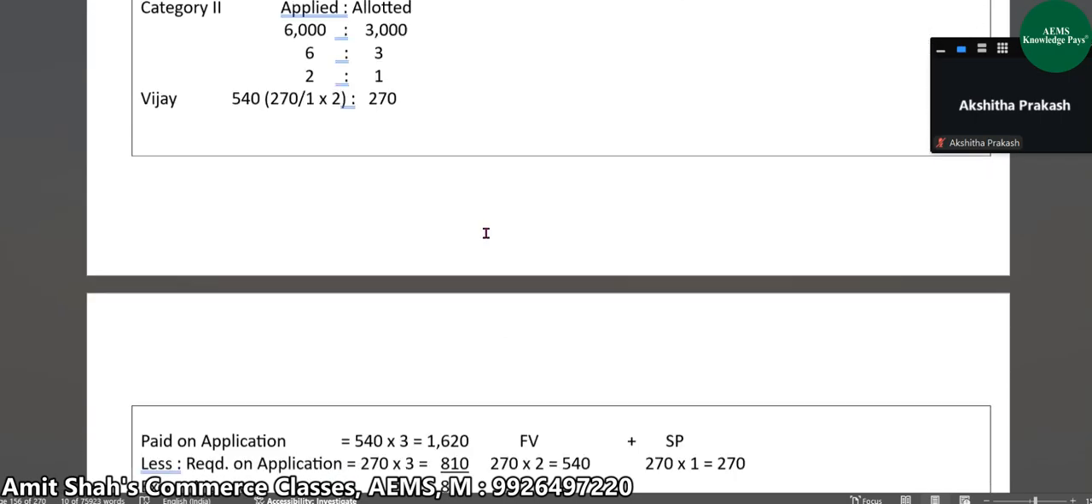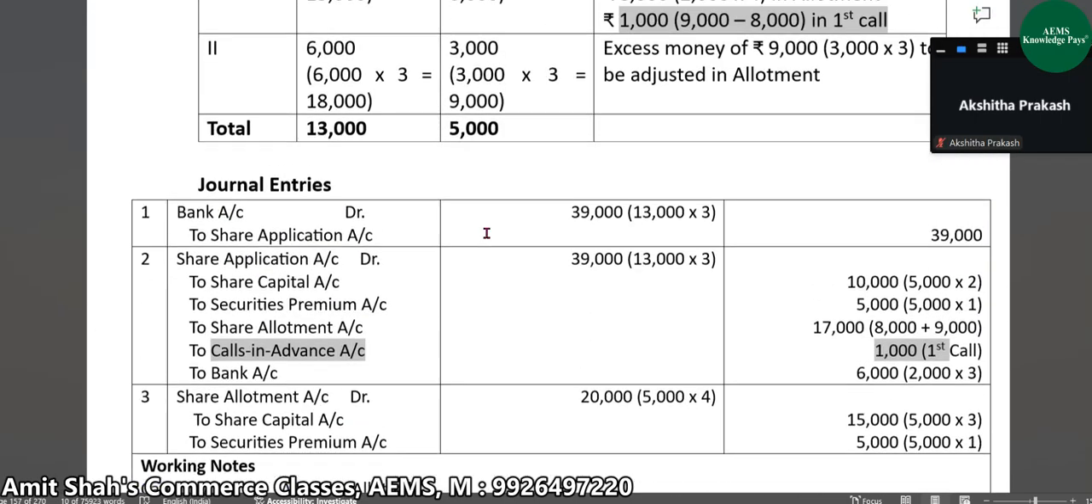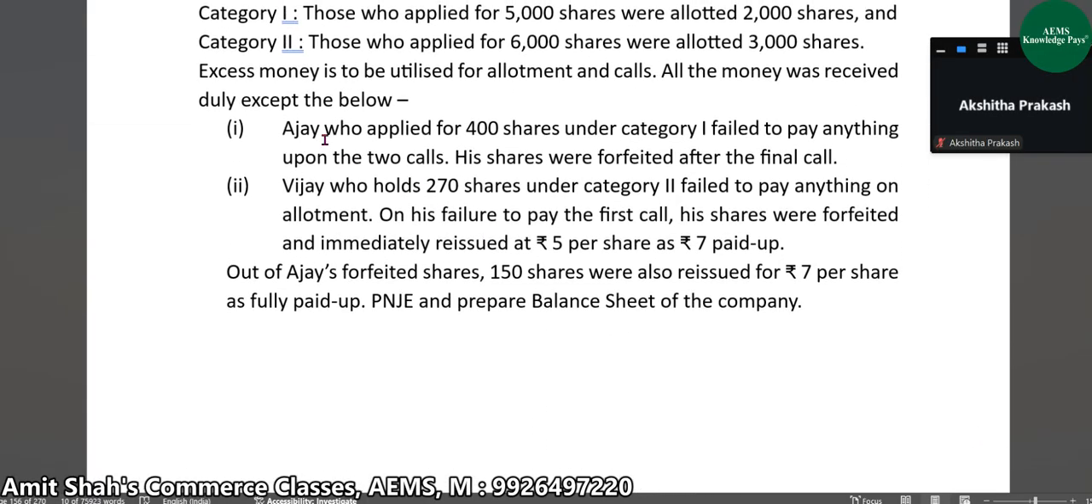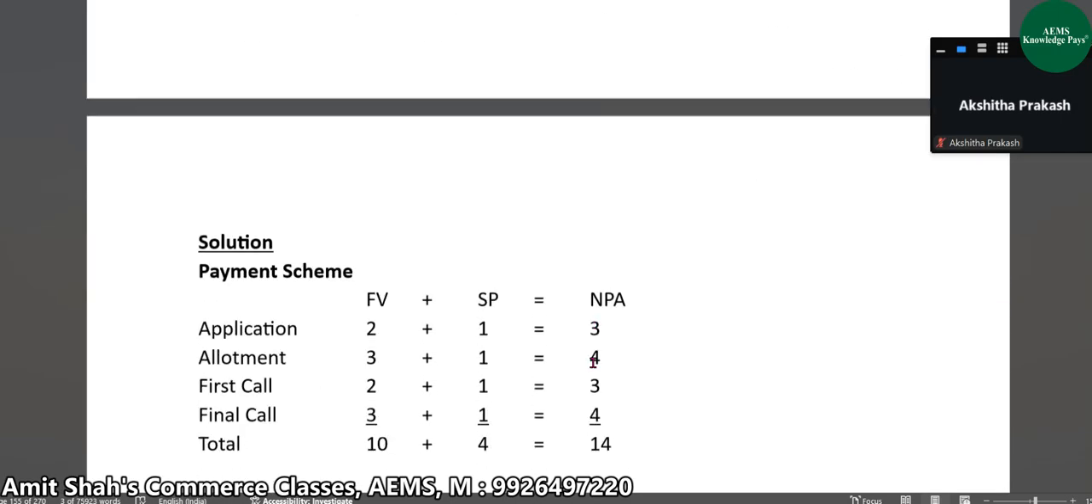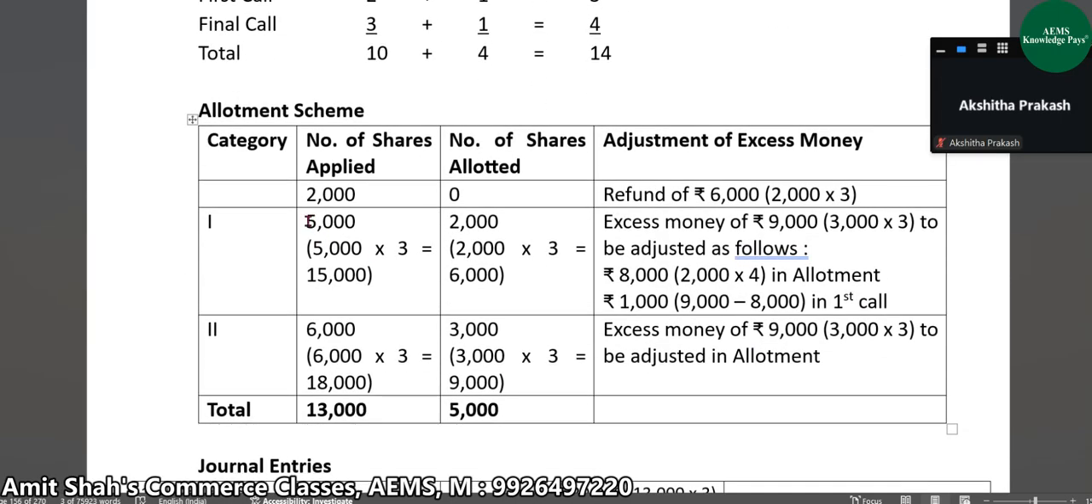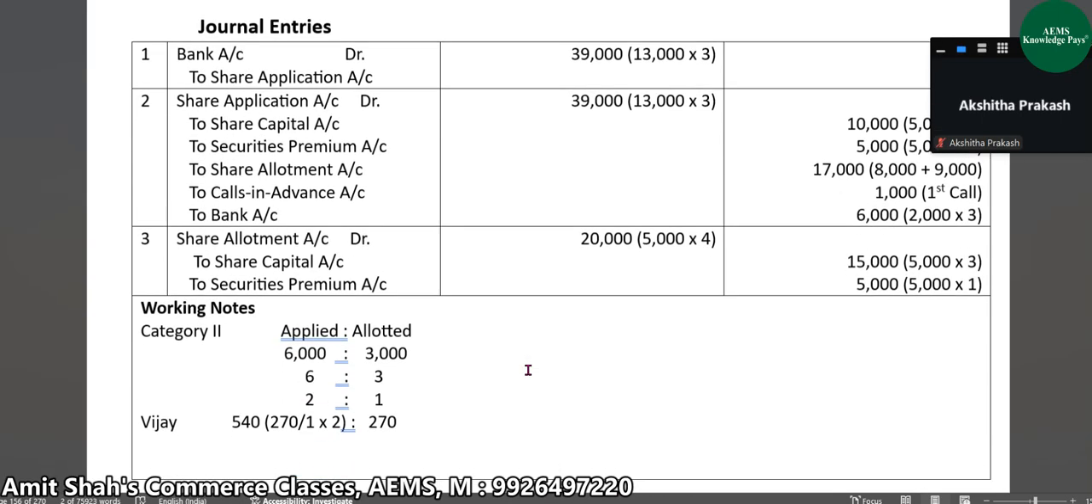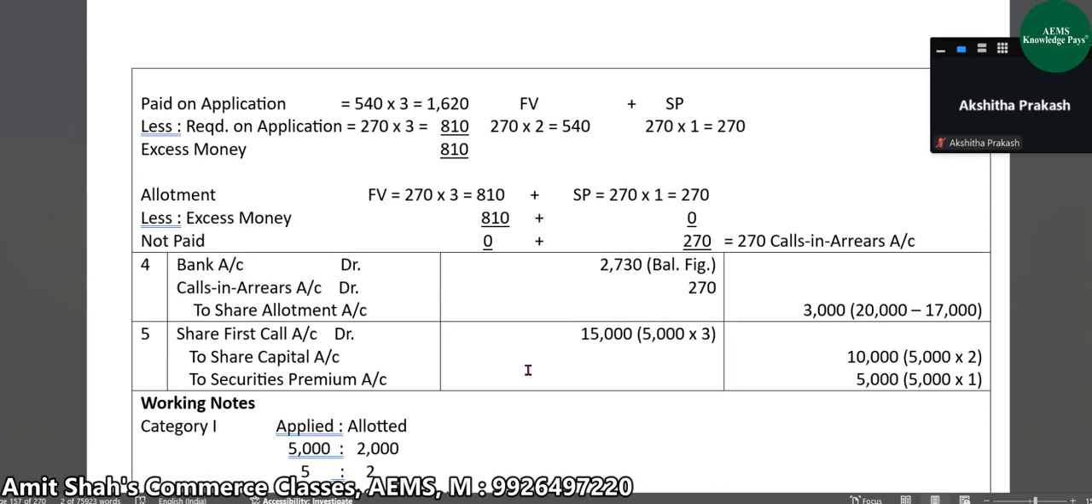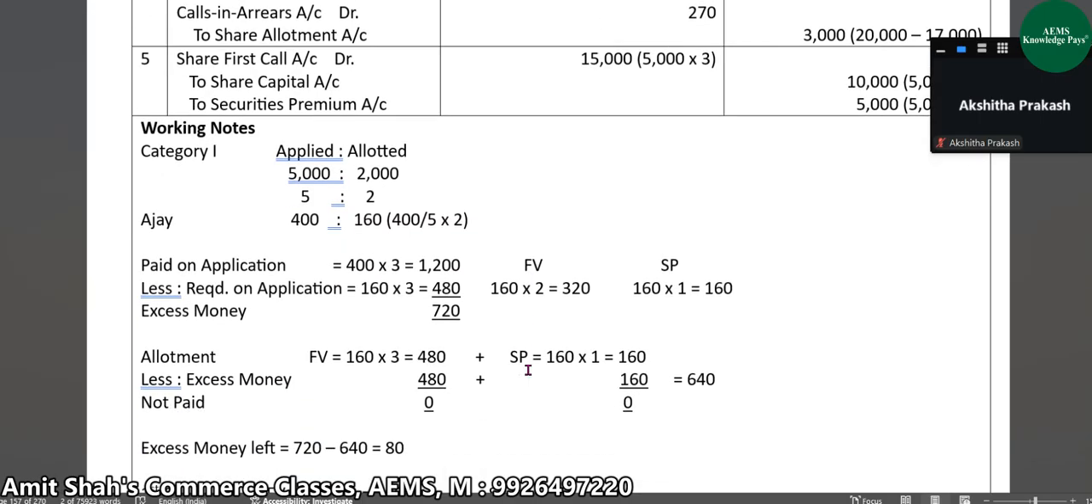Okay. Now we talk about Ajay. Ajay, who applied for 400 shares under category 1, failed to pay anything upon the 2 calls. Now, under category 1, the ratio of applied to allotted is 5:2. And he has paid everything till allotment, so we do not need to worry about that.